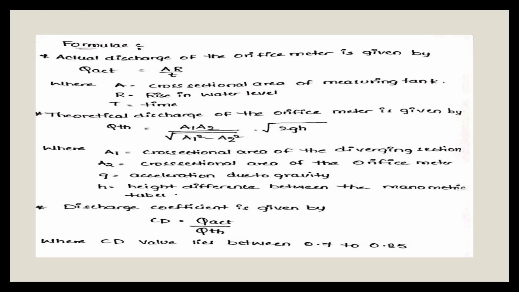Theoretical discharge of the orifice meter is given by Q theoretical is equal to A1 into A2 by root over A1 square minus A2 square, into root over 2gH, where A1 is the cross-sectional area of the diverging section, A2 is the cross-sectional area of the orifice meter, g is the acceleration due to gravity, and H is the height difference between the manometric tubes. The discharge coefficient is given by CD is equal to Q actual by Q theoretical. One should remember that the CD value should lie between 0.7 to 0.85.